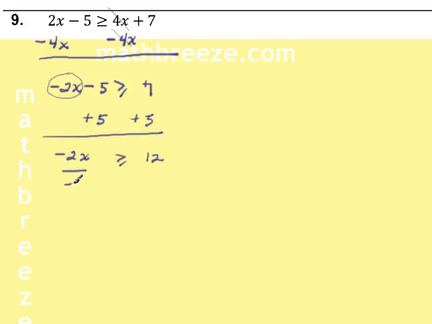And now we're dividing both sides by negative 2 to isolate x. All right, now this time we are dividing both sides by a negative, so here we're going to right away switch the direction of the inequality, and we have x less than or equal to 12 divided by minus 2 is negative 6.